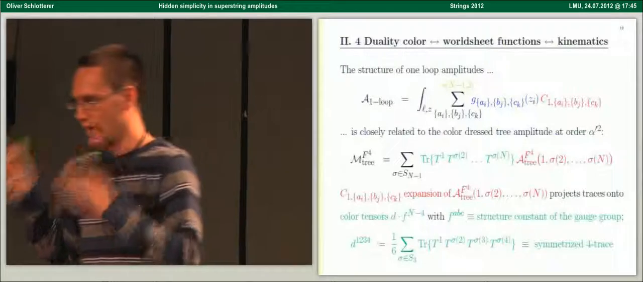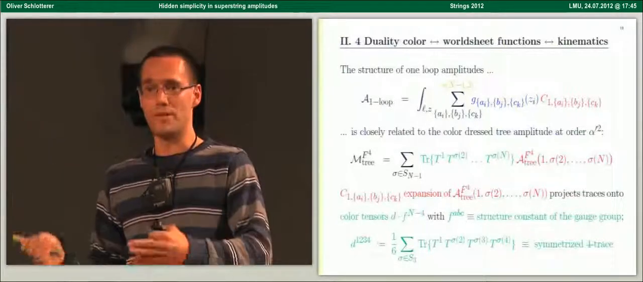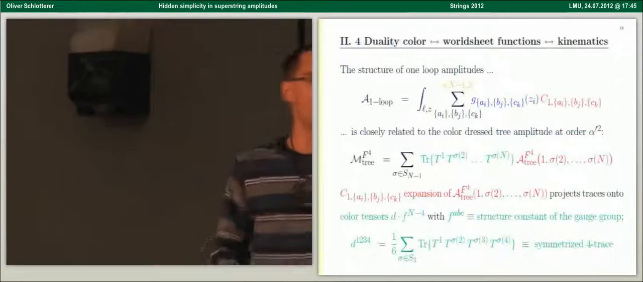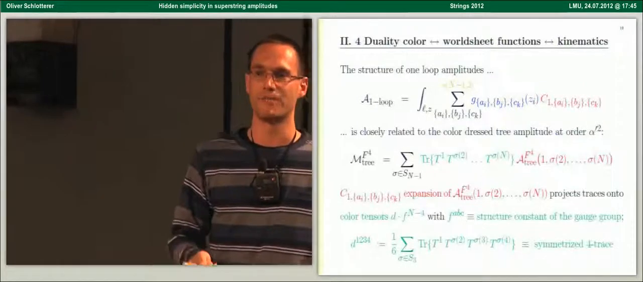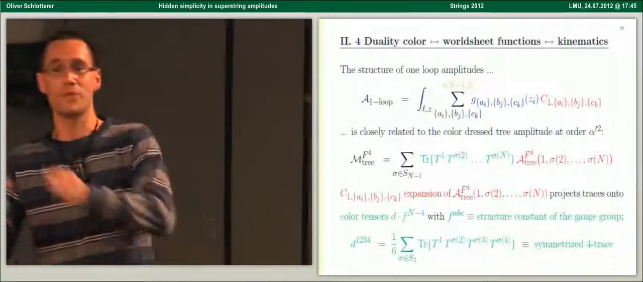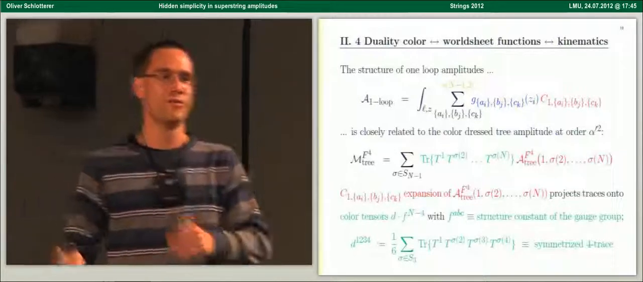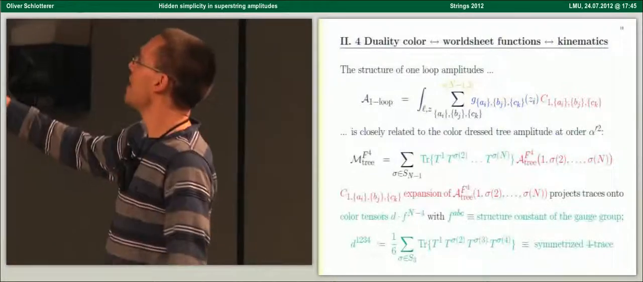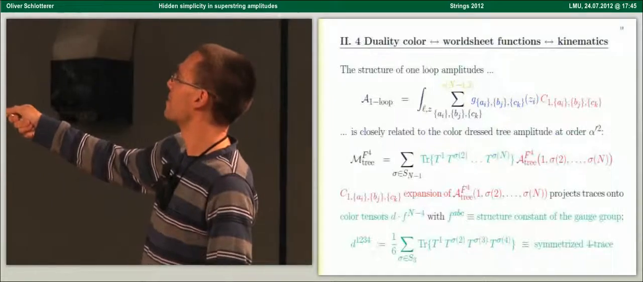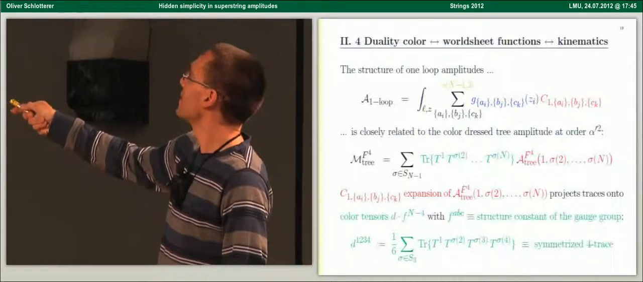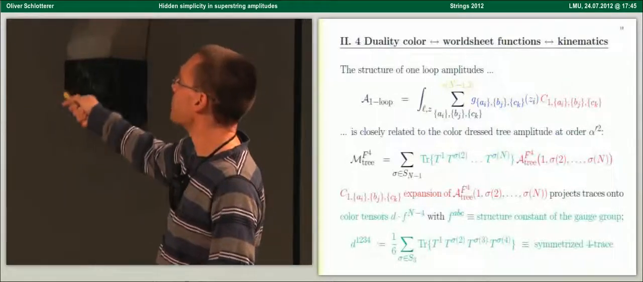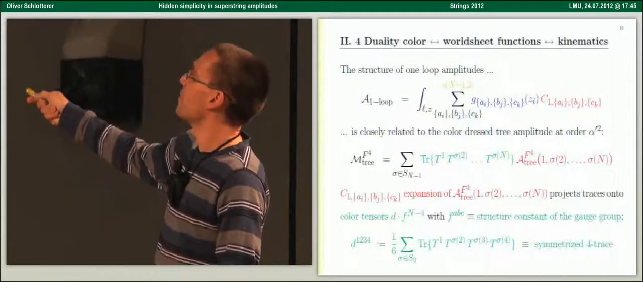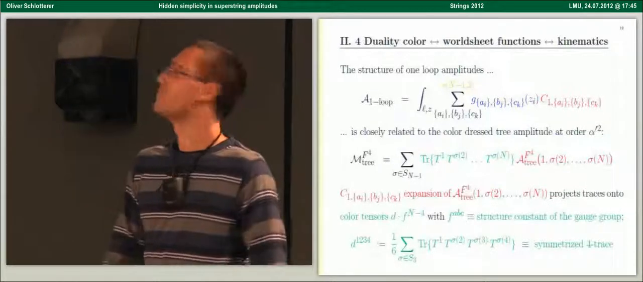Now that I've told you quite a lot about this one loop amplitude in open superstring theory, I want to point out a duality of this object. A duality to something from tree level, which is also made of AF4. By definition, the color-dressed tree amplitude at order alpha prime square is precisely given by the cyclic sum over AF4 permutations together with a trace over gauge group generators.